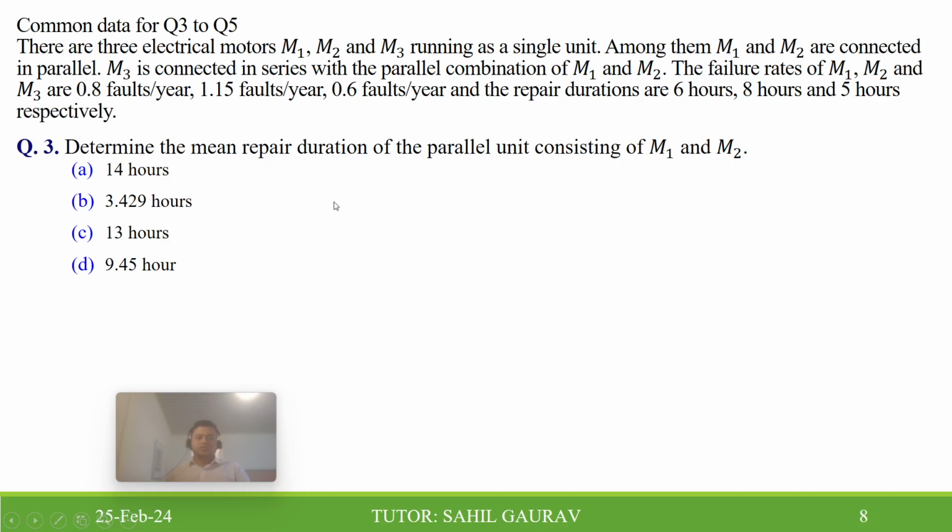So all the rate values are given. You have to find the duration. So we will apply those expressions that we discussed here. In the first question, number 3, they have asked about the mean repair duration of the parallel unit consisting of M1 and M2, and they both are connected in parallel.